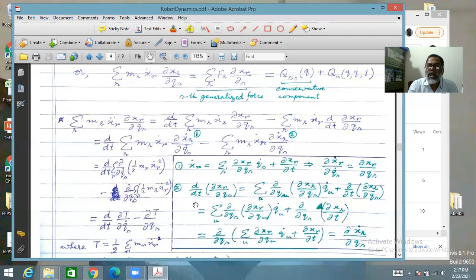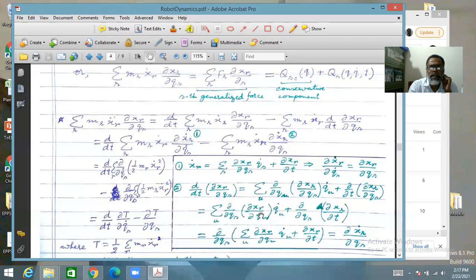And the total derivative of that with respect to time will be derivative of this with respect to q1 into q1 dot plus derivative of this with respect to q2 into q2 dot, and so on. That is here. Derivative of this with respect to q1 into q1 dot plus derivative of this with respect to q2 into q2 dot, and so on, plus finally partial derivative of this with respect to time. Again, total differentiation formula. So we have got this.